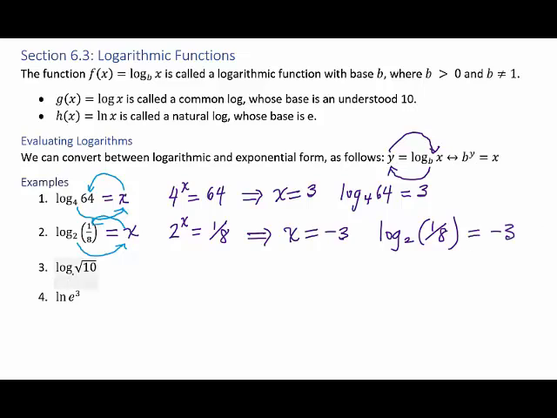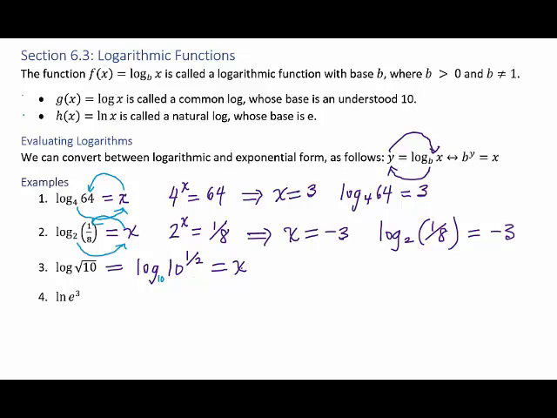Number 3, log of the square root of 10. The first thing I'm going to do is rewrite the square root of 10 as log of 10 to the 1/2. Now, notice that there is no base written, but this is one of our special types of logarithms. In fact, this is a common log, so if you would like to write a little 10 there just so you remember, then that's fine.